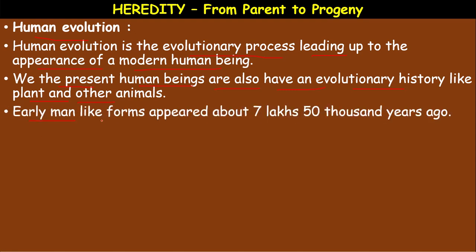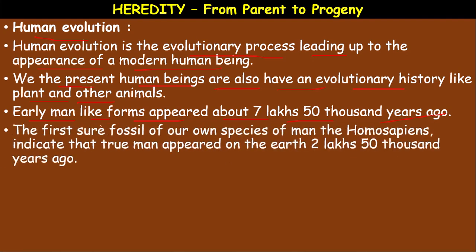Early man-like forms appeared about 7,50,000 years ago. The first sure fossils of our own species of man, Homo sapiens, indicate that true man appeared on the earth 2,50,000 years ago. So, evolution of man through the ages.